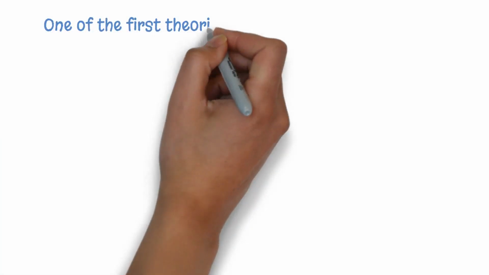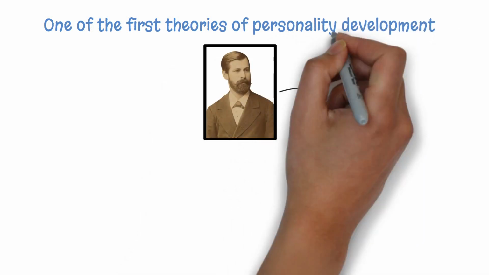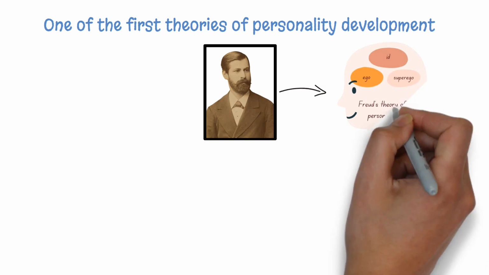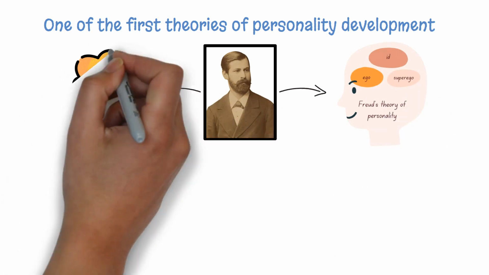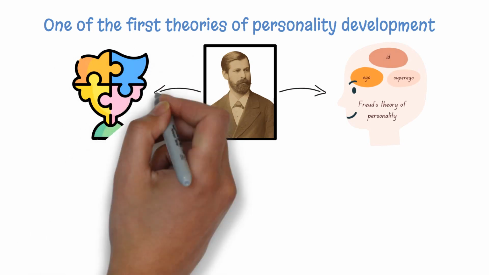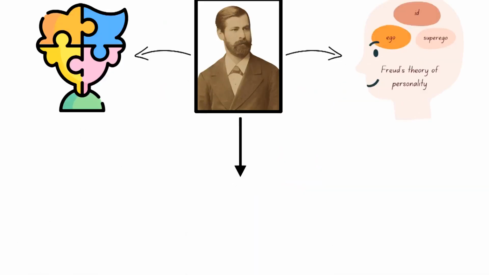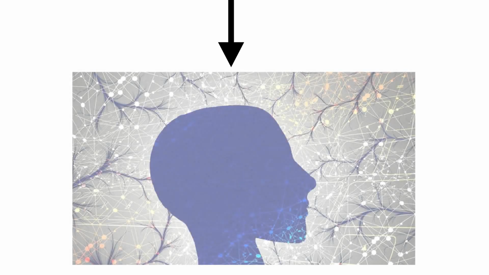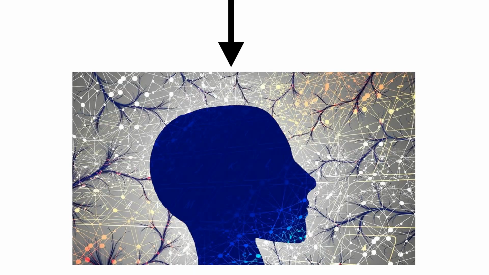One of the first theories of personality development comes from Sigmund Freud, who suggested that our personalities are formed through a series of stages that focus on different pleasure areas of the body. During each stage, we can develop fixations that can influence our adult personality. For Freud, our personalities are largely shaped by unconscious forces, including repressed memories and desires.